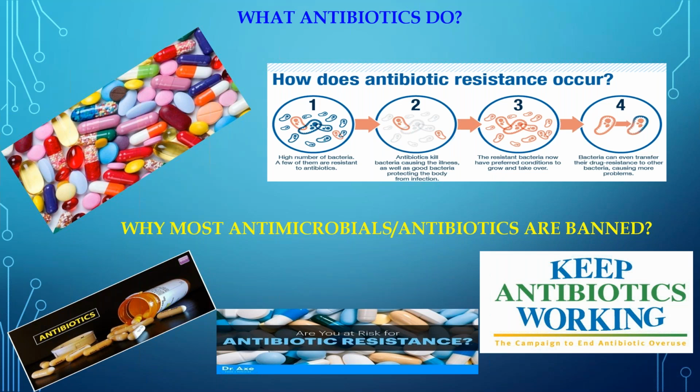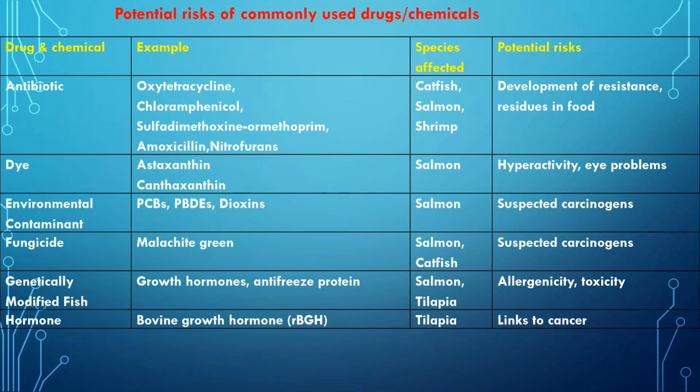But residue buildup, that is, the intake of antibiotics in low doses from treated fishes, leads to resistance development by the body's bacteria like gut microflora, and risk of antibiotic resistance development in the aquatic environment and onward transmission to soil and eventually to humans. An effective antibiotic soon becomes ineffective and useless. So most of the antibiotics in aquaculture are banned. So these are the potential risks of commonly used drugs and chemicals in aquaculture. So I have tried to tabulate it.